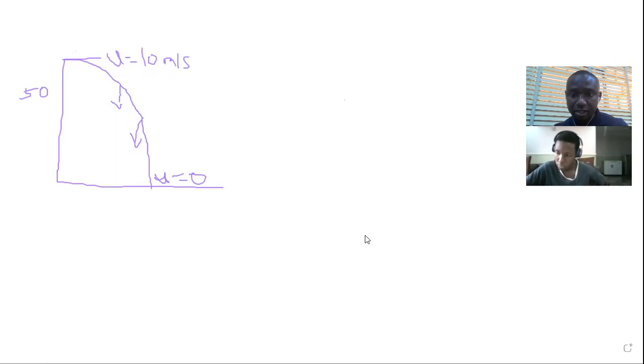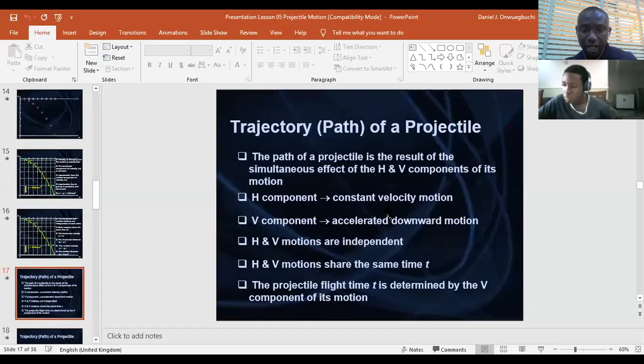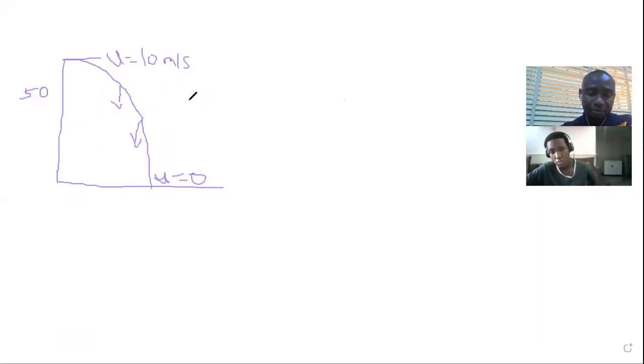Remember the first thing I spoke about, where is that slide I showed you? Okay, there's this slide I showed you. Look at what it said: H and V motions are independent of each other. They are really, really independent of each other. So what we're trying to say is this.